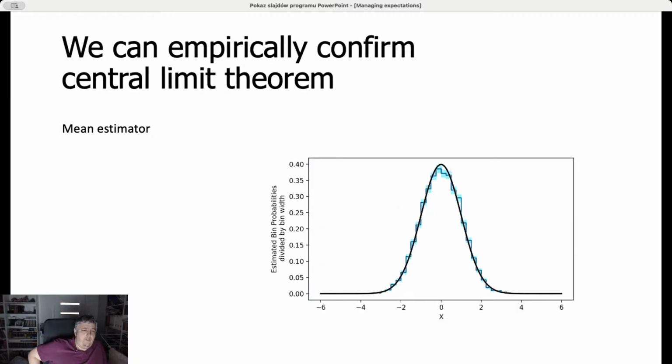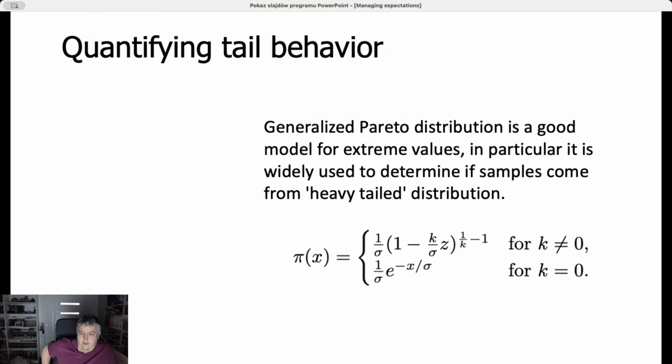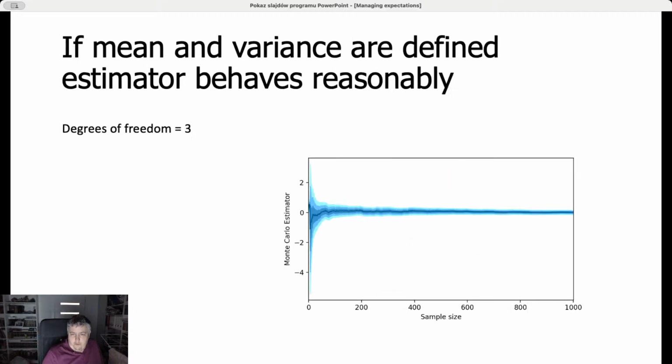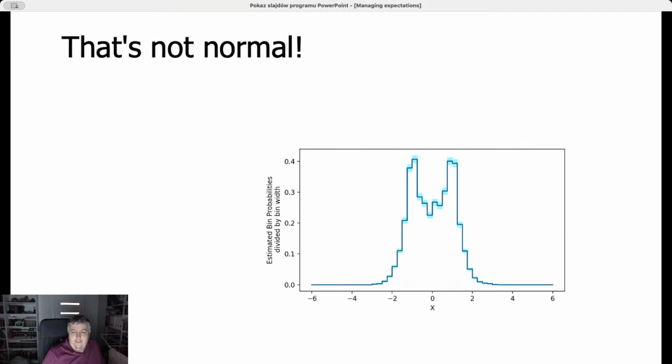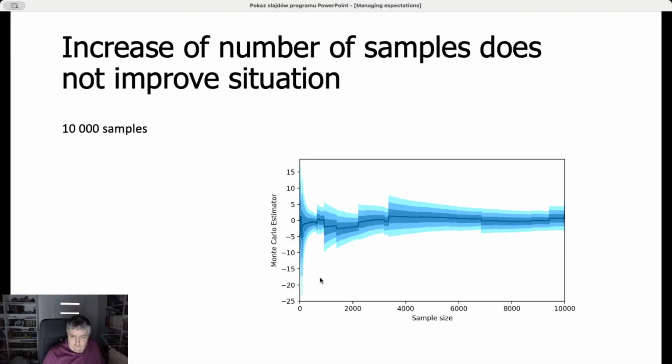And of course, in the case of the Student distribution, we can empirically confirm central limit theorem behavior because the error of the estimator will follow the normal distribution. So, what can we do? As I mentioned a moment ago, while the expectation does not exist, in our model we might not realize it. We'll just get a number, and that number, unfortunately, might lead us to wrong conclusions.